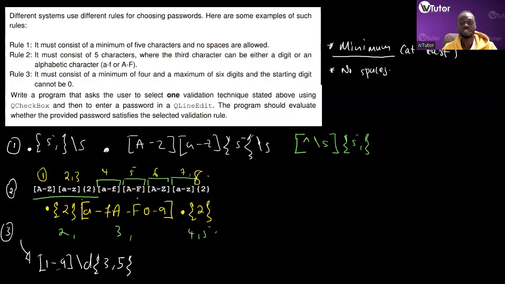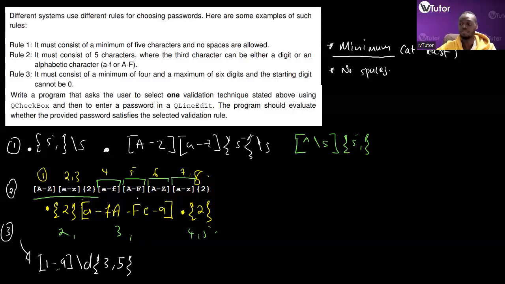Like that. Which means eventually I have 4 to 6 digits, because I'm going to get 3 here plus 1, then I get 4, or I get 5 here plus 1, I get 6 digits. So this means the first digit is not a 0, between 1 and 9. Then from the second one to the 5th one, any digit. So that then means a minimum of 4 digits and a maximum of 6 digits, and the starting one cannot be 0. And there goes your regular expressions.